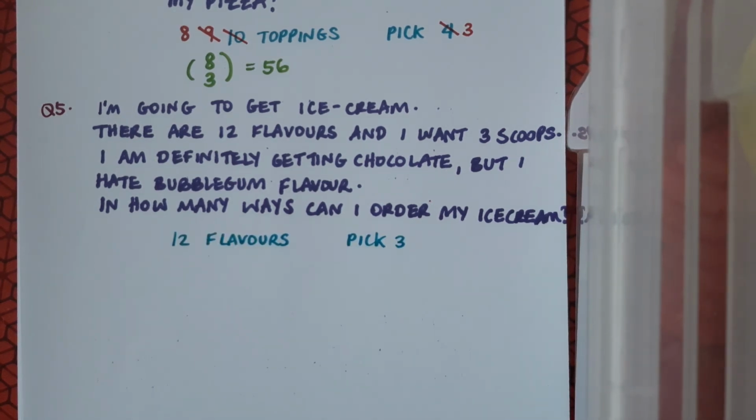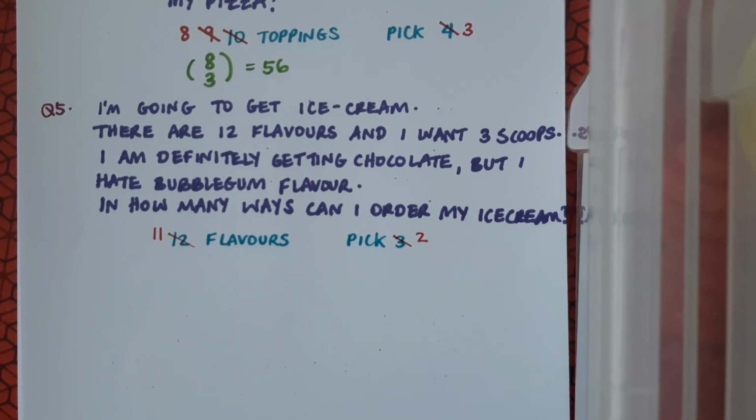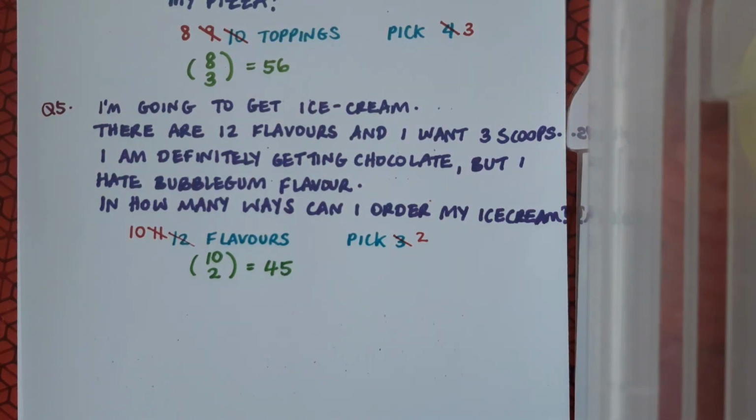Okay, so I have got 12 flavours available and I need to pick 3, but I've already made a decision about chocolate, it's in. So from the remaining 11 flavours, I only have to pick 2, but I'm not picking bubblegum because it's horrible. So I am really only down to 10 flavours and I'm going to pick chocolate and I still need to pick 2 more. So my calculation will be 10 choose 2 and the answer here is 45.